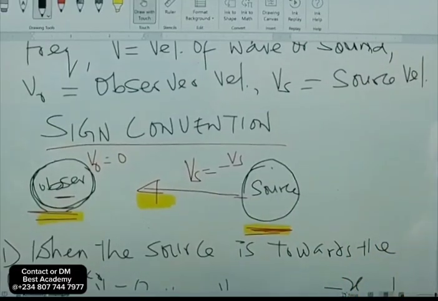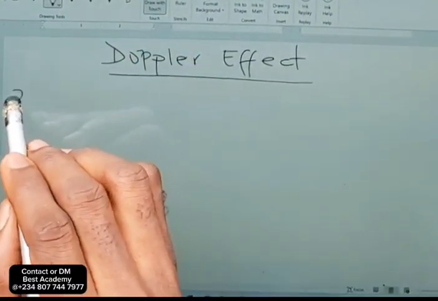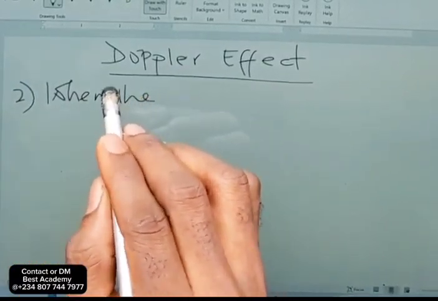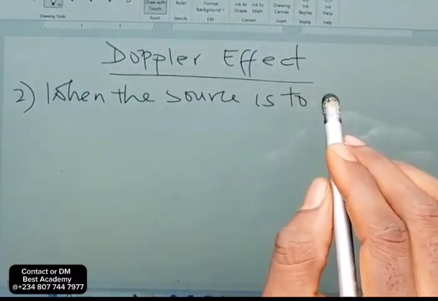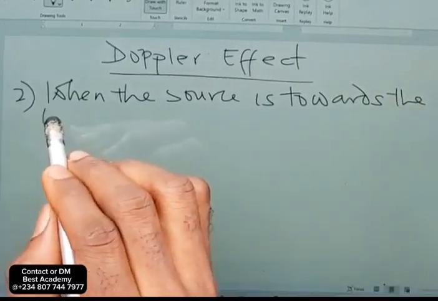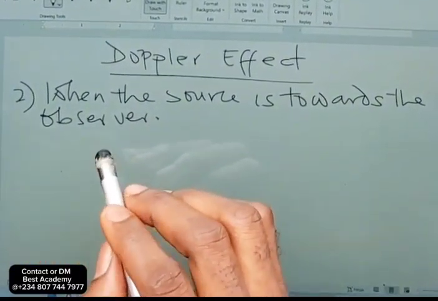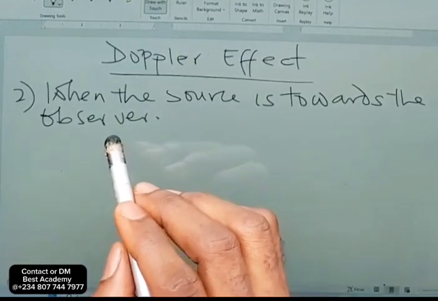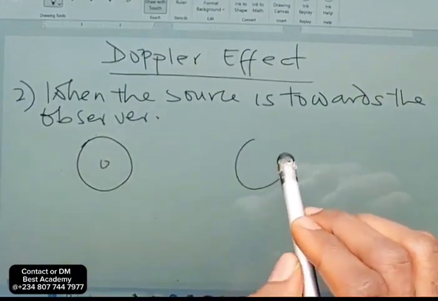Okay, now let's try to move into the second one here, class. Now the second one here, number 2, when the source is towards the observer. So let's look into the pictorial sketch on when the source is towards the observer. Okay, so I have this. Remember, always here is always your observer, here is always your source.